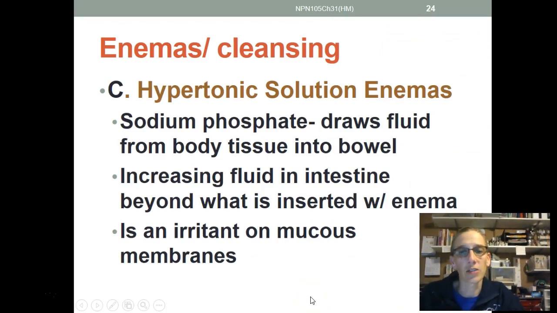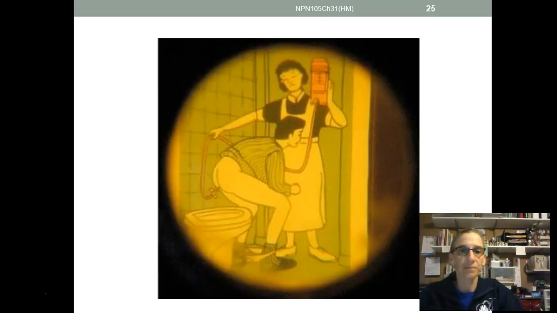Then we have hypertonic solution enemas. These are things like sodium phosphate, which is one of the solutions that would be used. It draws fluid from the body tissue into the bowel, increasing the fluid in the intestine beyond what is inserted in the enema. It is an irritant, however, on the mucous membranes of the bowel, so we have to be real careful about that. And here's my lovely picture of the enema.